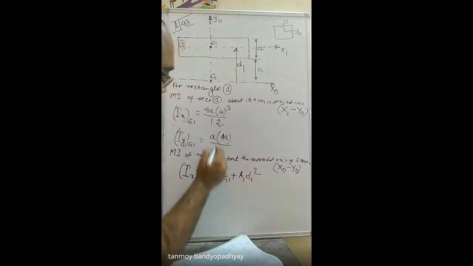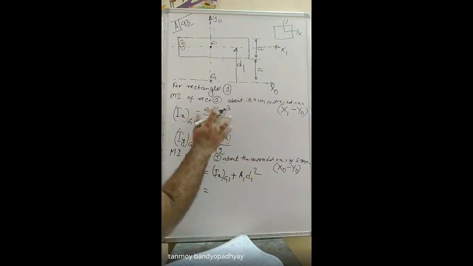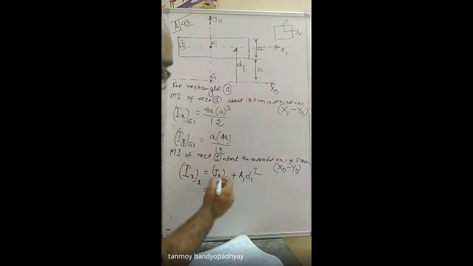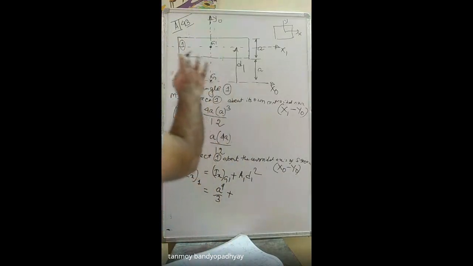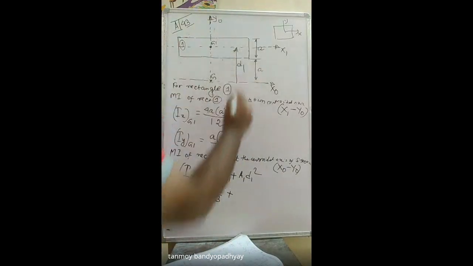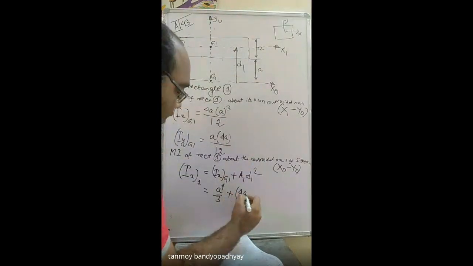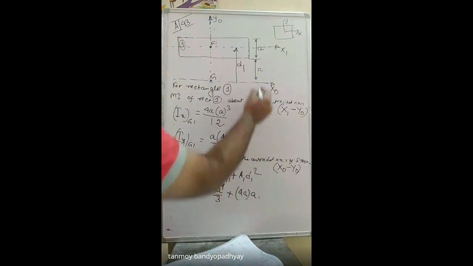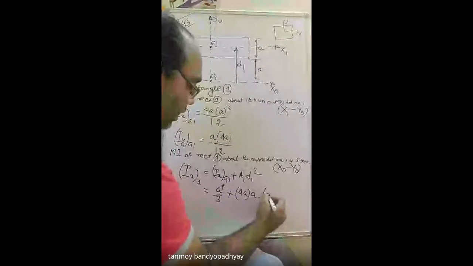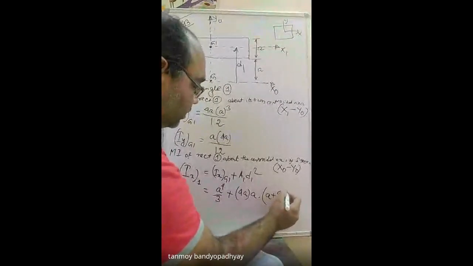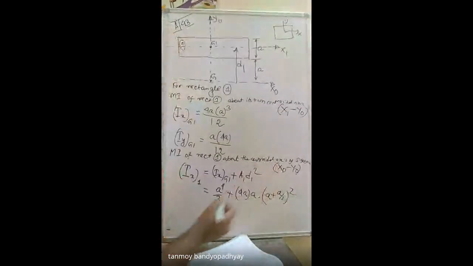So what is IxG1? If we simplify it, it will be a to the power 4 by 3, I think. Okay? Plus A. So what is the area of this rectangle? It is 4a into a. So it is 4a into a into d1. So what will be d1? So d1 will be a plus a by 2. So a plus a by 2 whole square. So just calculate. So this is Ix1 actually.